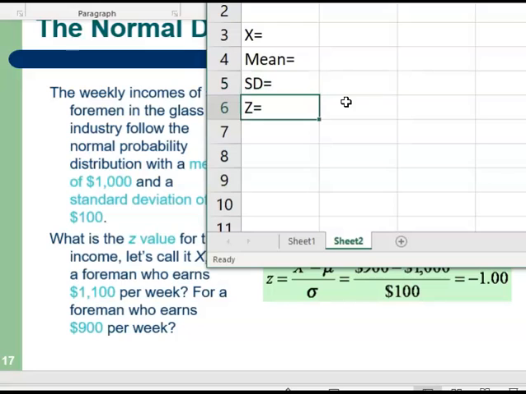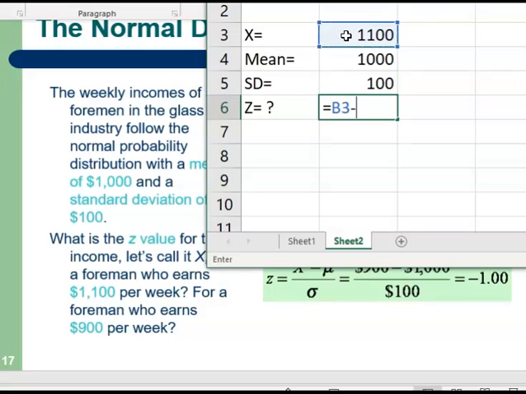Right? And the z is what we want to calculate. What is z? Okay, x is, in this case, one of them is $1,100, and average is $1,000. Standard deviation is $100. What is z? Z equals x minus 1,000. And we need a parenthesis because order of operations will divide first, so we don't want to let that happen. Parenthesis has to be first and divide by this value.